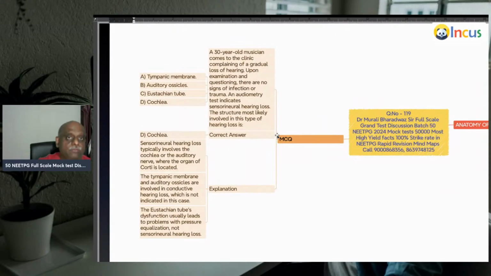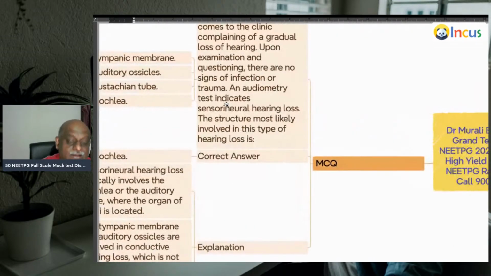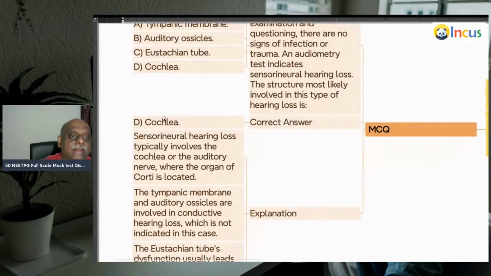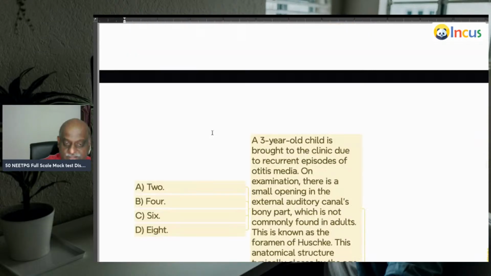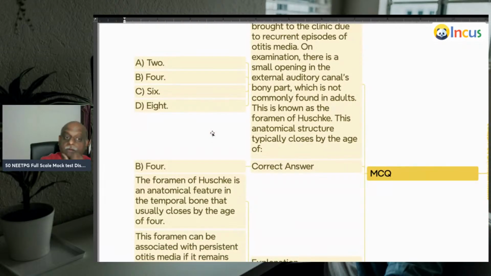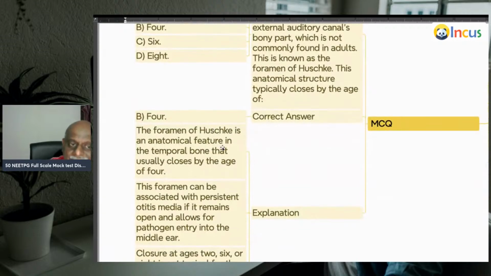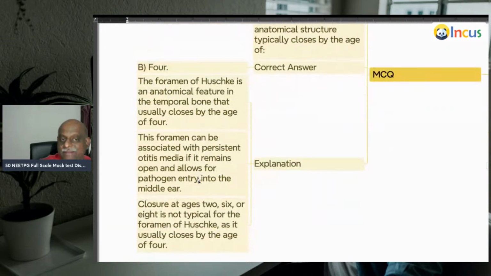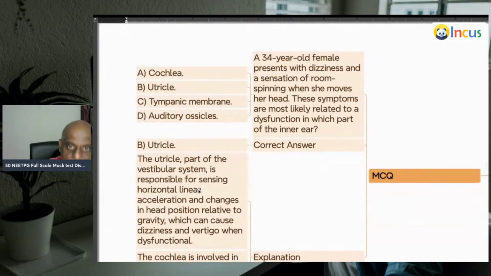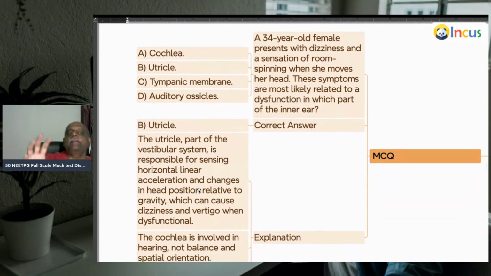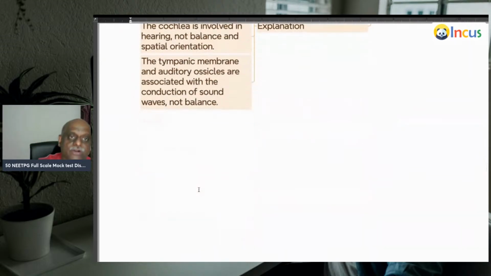A 30-year-old musician comes to the clinic. There is sensory neural hearing loss, means cochlea is involved. Foramen of Huschke is a feature in temporal bone that usually closes by the age of 4. Utricle is the part of the vestibular system that senses the horizontal linear acceleration, is what you should remember.